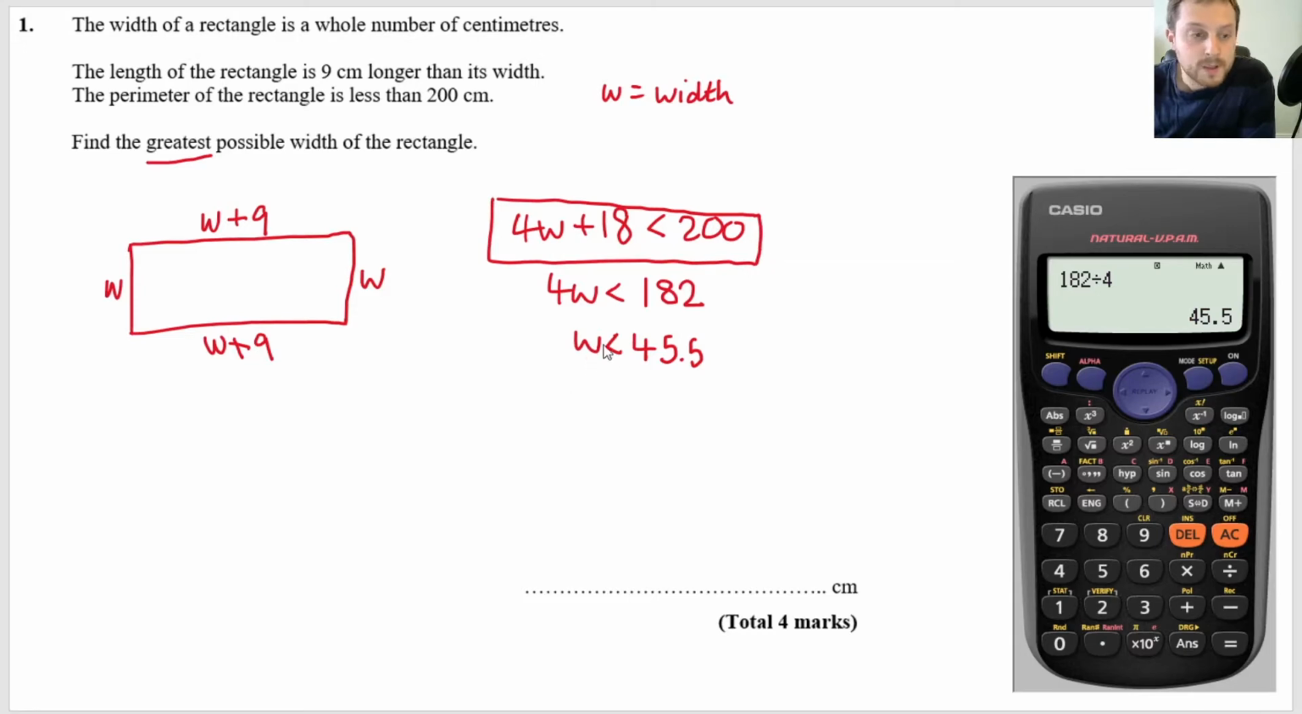So that means that the biggest possible whole number that W can be is 45. Because anything less than 45.5 would work, and the biggest whole number you're allowed is therefore 45. We can even check this out. If I do 45, add 45, add 9, so that's those two, and then double this, that gives me a perimeter of 198. But if I pick 46 and then double that, it's too big. So you could also have done this with trial and error, and if you got 45, then you've got the right answer.